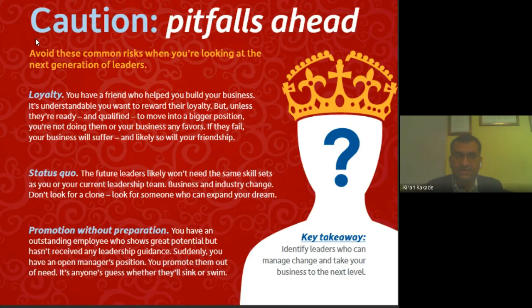If he cannot prove it, then you need to give the training. Okay, so that is the part, cautions, or the risks, that are commonly linked with succession planning. So key takeaway: identify a leader who can manage change and take your business to the next level. This is the key takeaway here. Okay, got it?